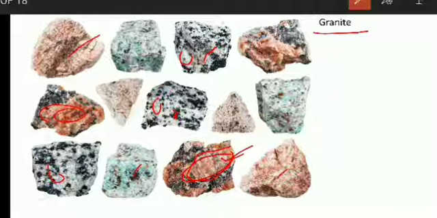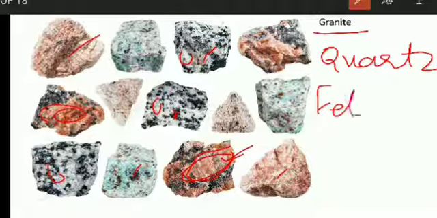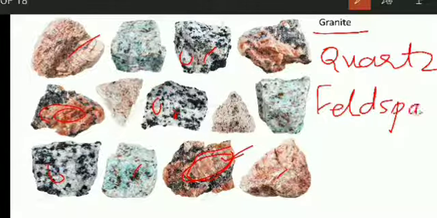Then next we have to write the mineral composition. What minerals are present? The main essential minerals present in granite are quartz and feldspar. Quartz and feldspar are the main ingredients. If quartz and feldspar are not present, then you cannot call that rock a granite.